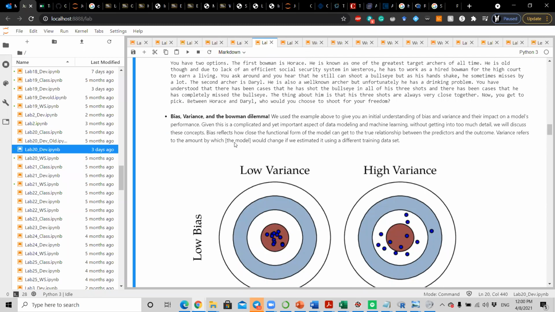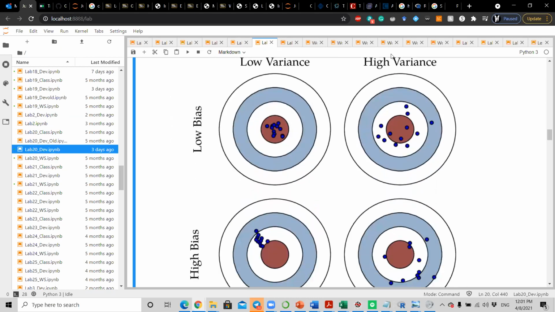So, bias reflects how close the functional form of the model can get to the true relationship between the predictors and the outcome. The true relationship between the predictors and the outcome will be the bullseye. Variance refers to the amount by which the model would change if we estimated it using a different training data set. These are official definitions of these 2 terms, but let's have a look at these 4. When we have low bias and low variance, we will be in a situation like this, which is quite ideal.